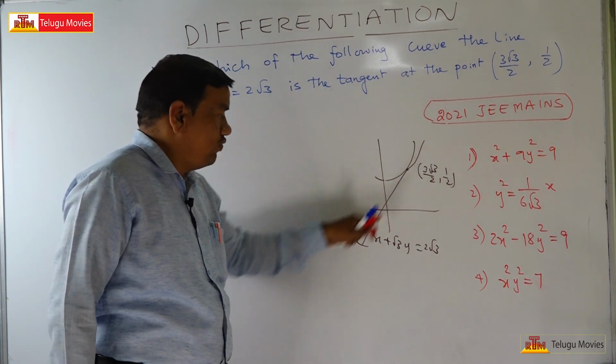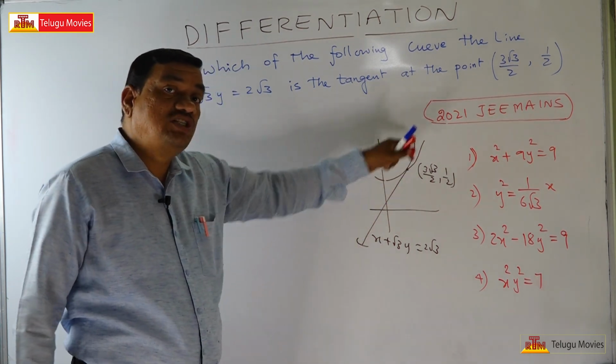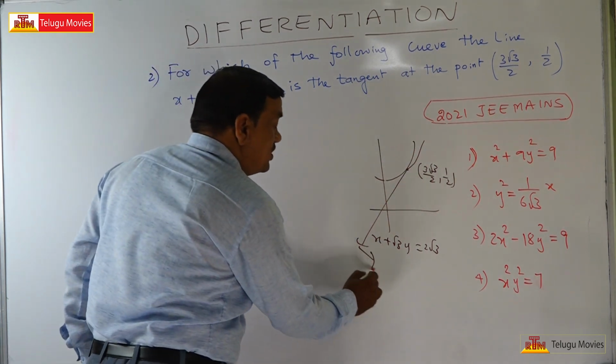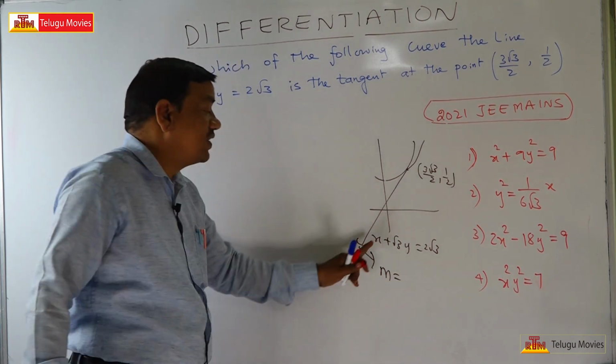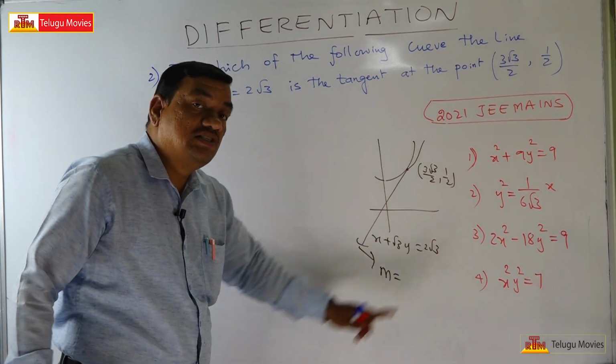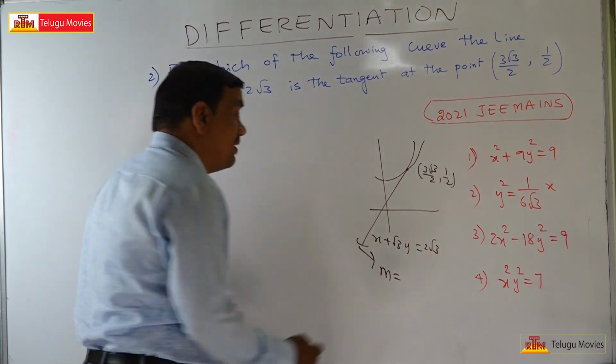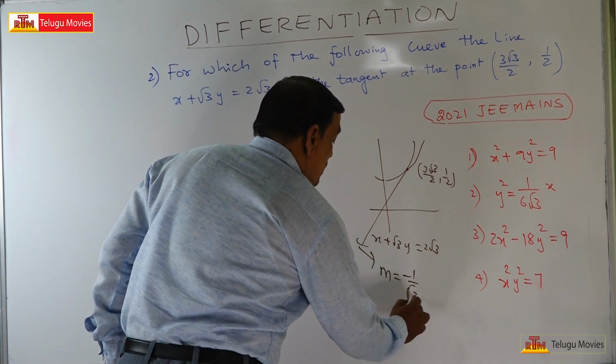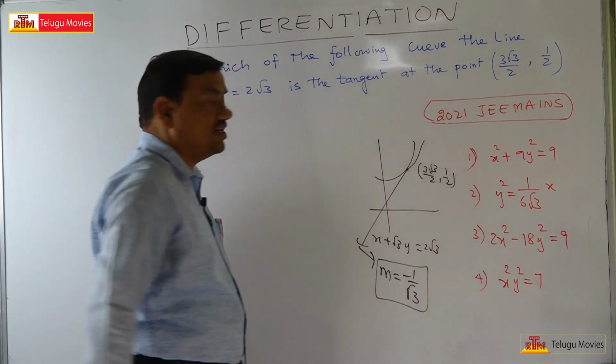First of all, we know the equation of this tangent. What is the slope of this tangent? For ax plus by plus c is equal to 0, the slope is minus a by b, which is minus 1 by root 3. So this is the slope of this tangent.